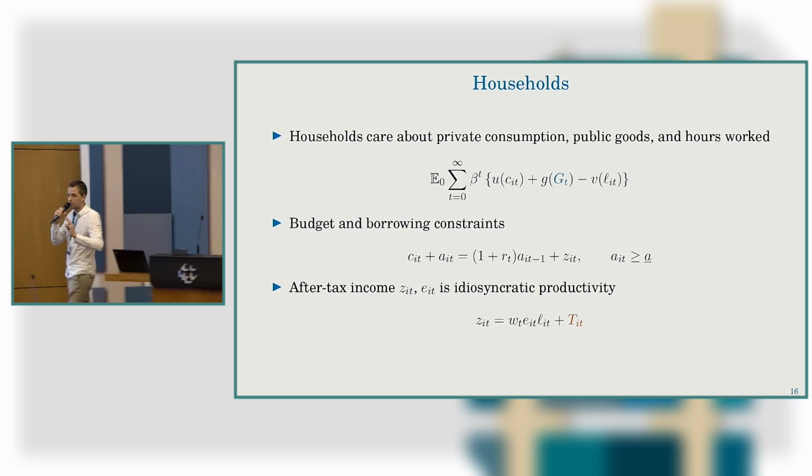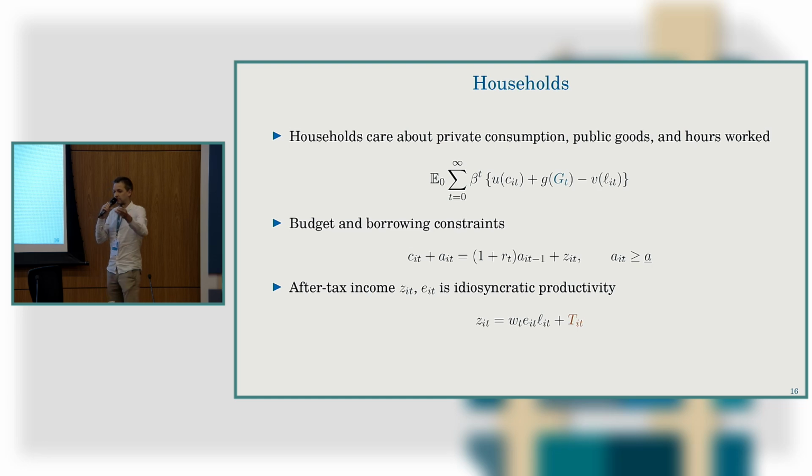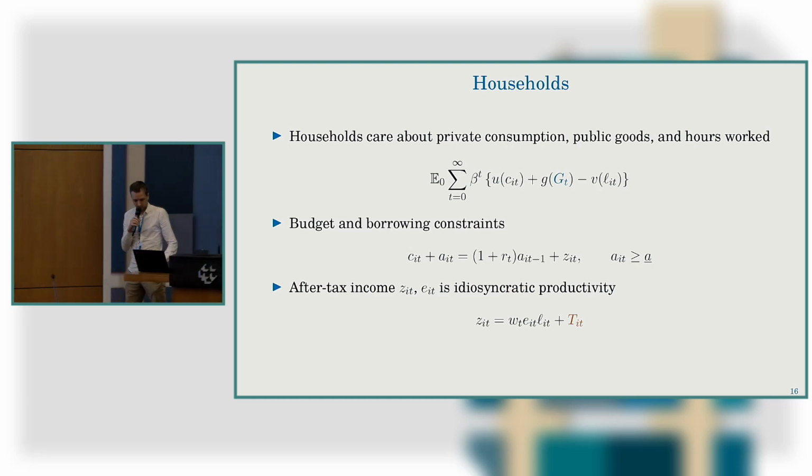So it's a standard HANK model. The only thing we add is G in the utility function, public goods in the utility function, and we're going to study taxes. So households care about consumption, public goods, and private goods, working. They consume, they save. And they have labor income, and T is a transfer, net of taxes, from the government.